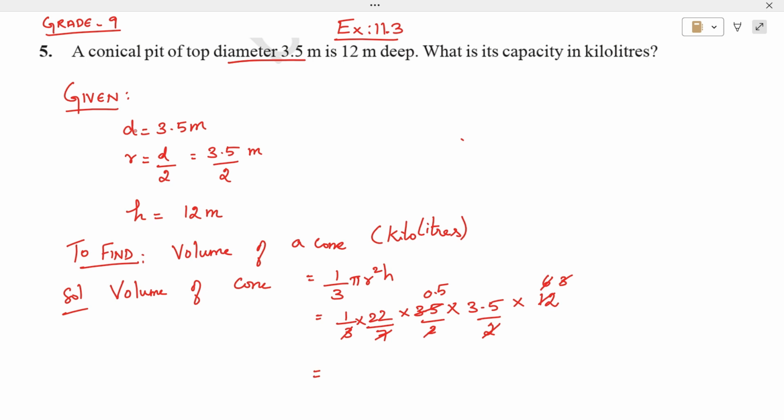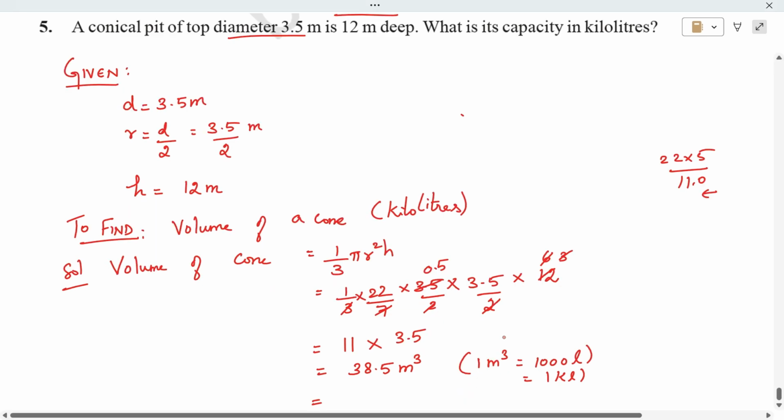So by now you know how to do the decimal division, isn't it? So 22 times 0.5, so remove the decimal, so it is just 22 times 5, which is 110, and if there is one decimal digit, you need to place the decimal point one digit before, isn't it? So it becomes 11. 11 times 3.5, which is going to be 38.5 meter cube. So you know 1 meter cube is equal to 1000 liters, or I can say 1 kiloliter, isn't it? So 38.5 meter cube is 38.5 kiloliters.